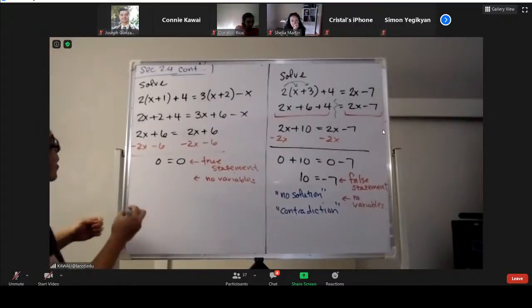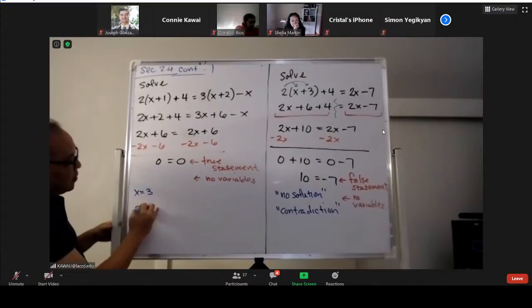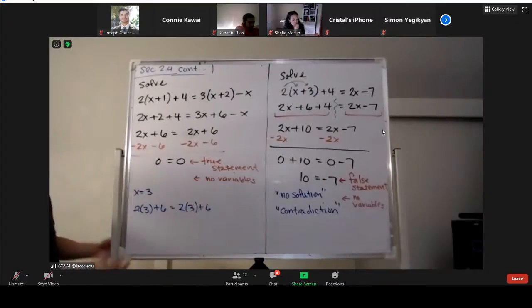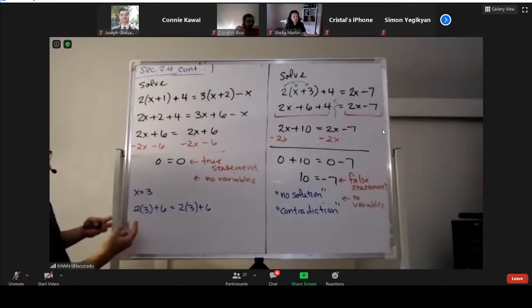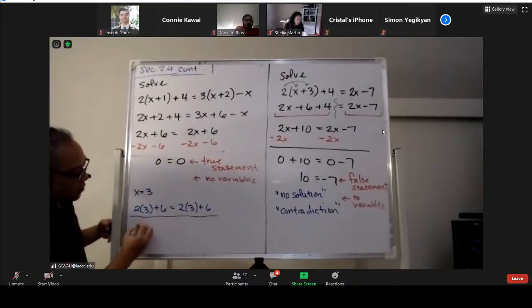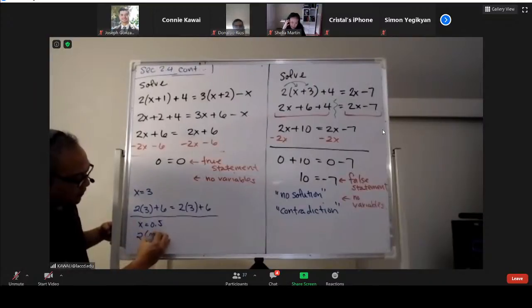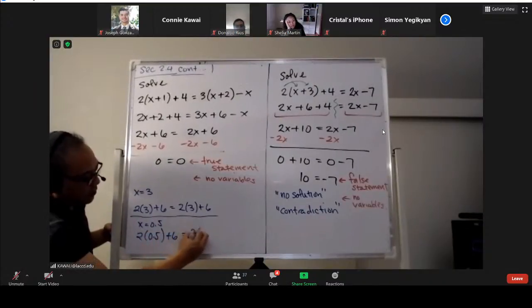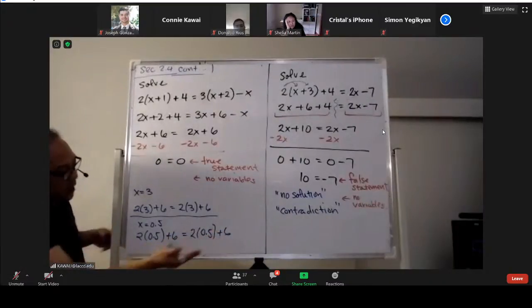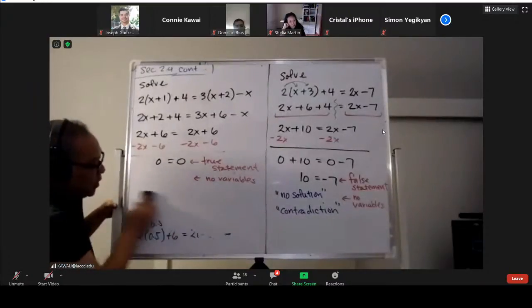Let's say we were to put something down like x is equal to 3. I get 2 times 3 plus 6 is equal to 2 times 3 plus 6. Well, of course, this side is going to be equal to this side. The left side is the same as the right side. If I pick any other number, x is equal to 0.5. 2 times 0.5 plus 6 is equal to 2 times 0.5 plus 6. Of course, the left side is going to be equal to the right side. I'm writing the exact same thing. So the solution to this would be all real numbers.